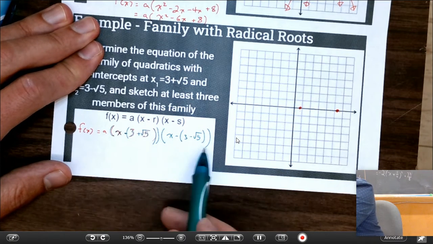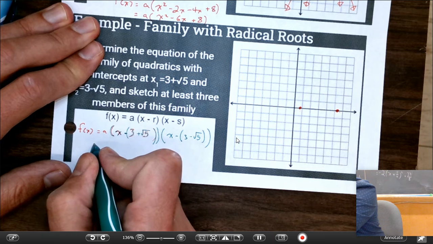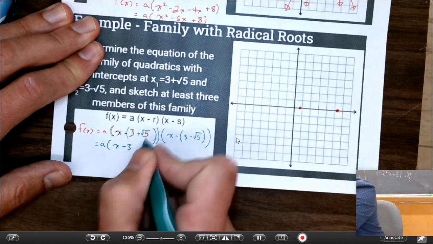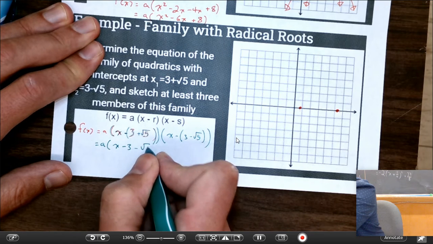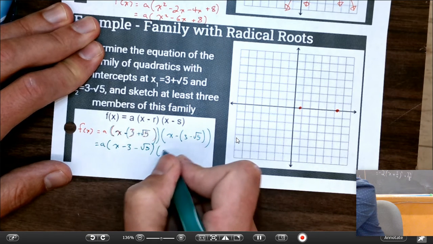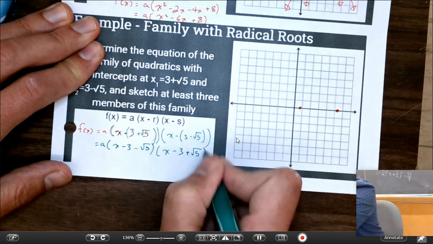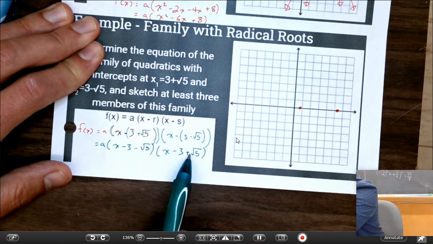So this is x minus bracket 3 plus root 5 and bracket. And then I have x minus 3 minus root 5. I need the 3 plus root 5 and the 3 minus root 5 in there. And then I can carry on. Now, if I want to expand that, well, let's bring this negative in. This is going to be equal to a multiplied by x minus 3 minus root 5. And this one is x minus 3 plus root 5. Okay. Notice that my plus minus is opposite there.